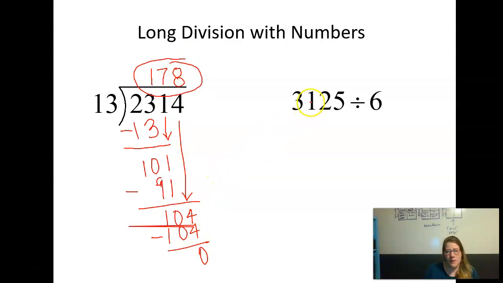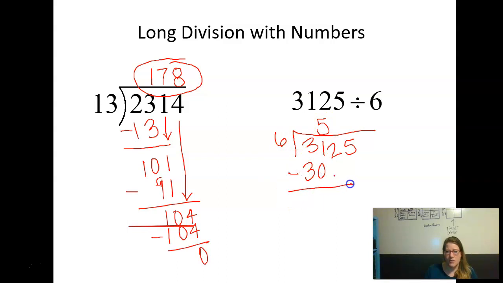All right, on our second problem here, we have 3,125 divided by 6. We need to write this in this other form so that we can use long division. So the divisor, 6, goes on the outside, the dividend goes here. All right, so how many times will 6 go evenly into 31? And since 6 times 5 is 30, we'll put 5 here, and multiply them to get 30. Then we're going to subtract. 31 minus 30 is 1, and bring down the next number.